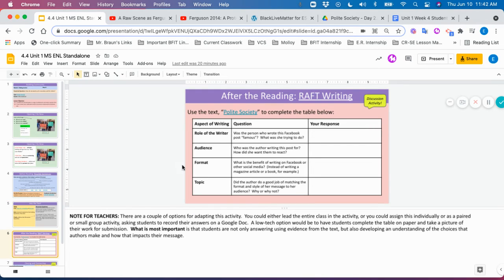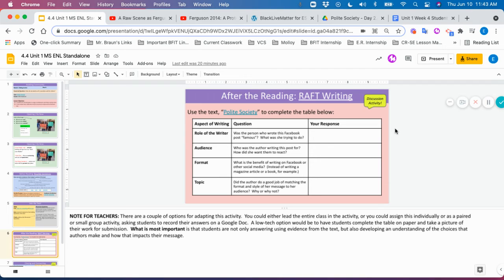Following the reading, there's a text analysis activity called RAFT Writing. This activity gives students a chance to analyze the text in a critical way and to think, who is this person writing for? What is their motive? Why choose the Facebook format? Why not write it in a magazine? Why not send a letter? Why not record a video? Why did they choose this format?